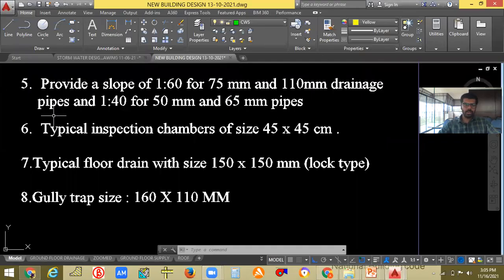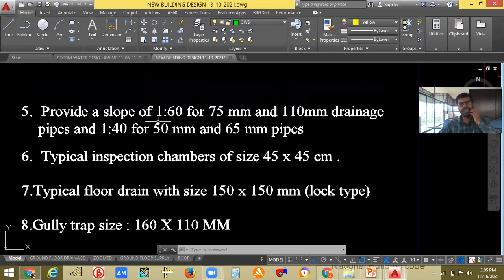So normally what I do is provide a slope of 1:60 for 75 mm and 100 mm. Sometimes I will be giving 1:80 also for this 110 mm drainage. And 1:40 for 50 mm and 65 mm pipes. Normally I will be giving a slope of 1:60. 1:60 means for 60 meters, 1 meter will be the slope, if you are using the 75 mm or 110 mm pipe. That is the way that you will be choosing the slope.